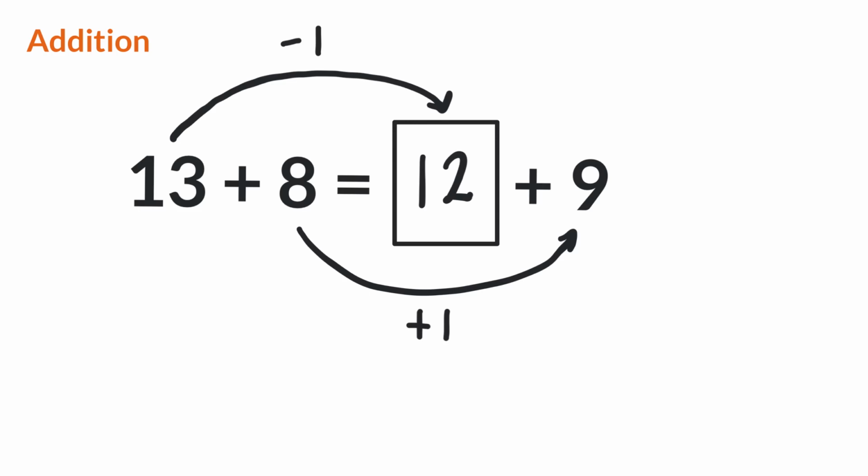Let's check our answer. 13 plus 8 is equal to 21. And on the right hand side, 12 plus 9 is also equal to 21. So both sides are now the same. If you remember from the last module, the bar model for subtraction is a little bit different.